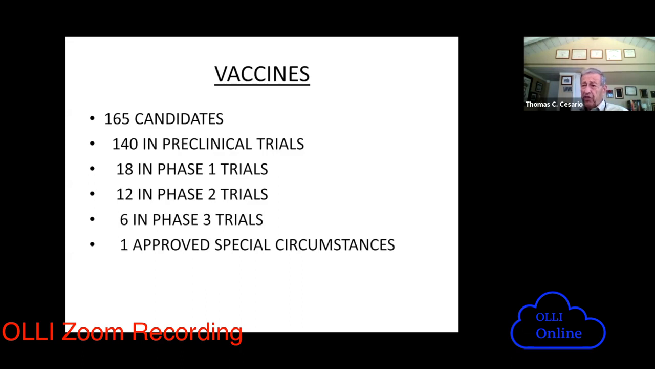And phase 3 is you give it to a lot of people and see if it really does protect the general public from infection with this virus. There are 6 vaccines that are in phase 3 trials now, and one special circumstance. So let's go to the next slide.